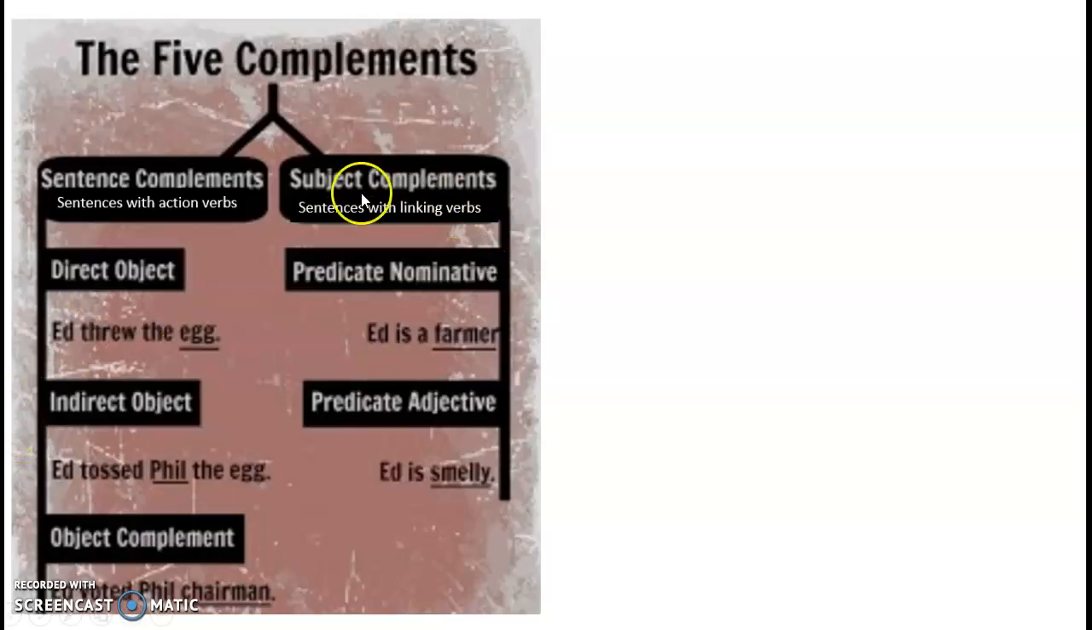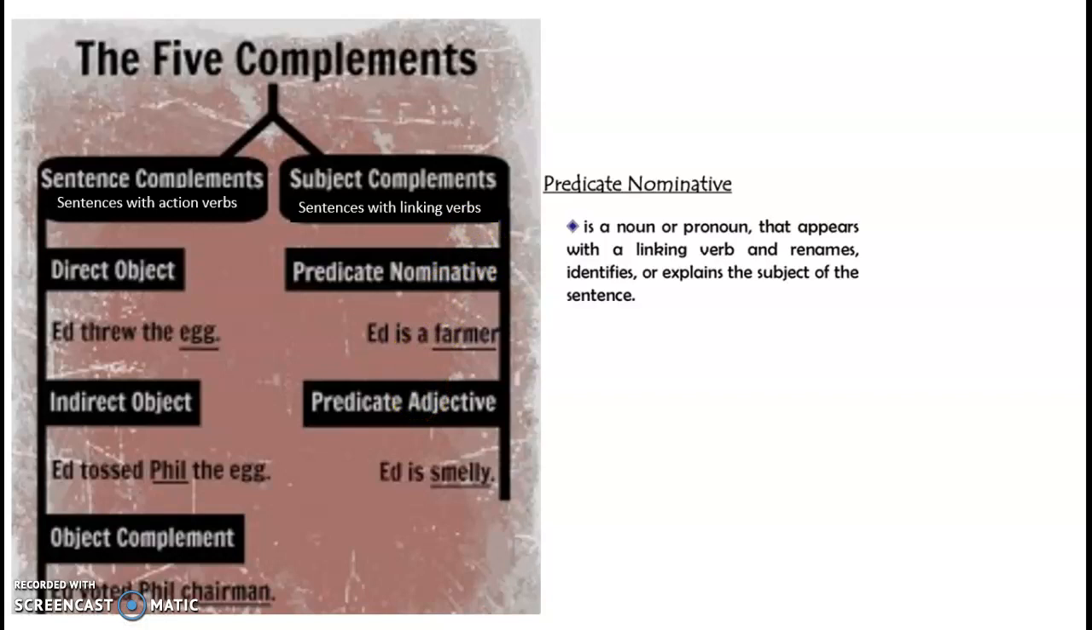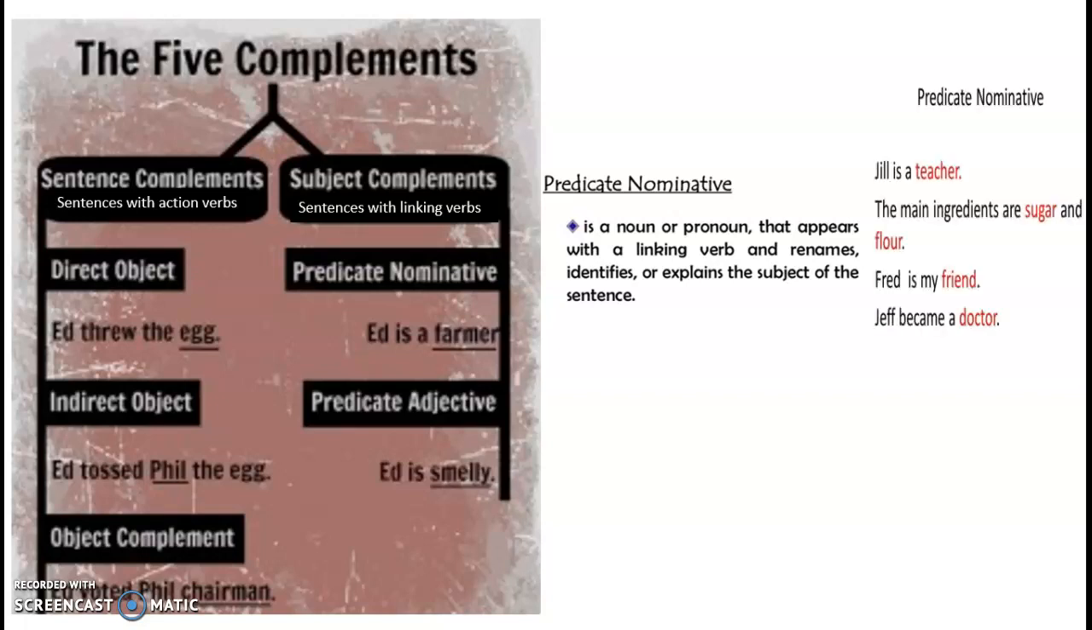Let's continue with the subject complements, which are related to linking verbs. And pay attention to this. These are only with linking verbs. We have a predicative nominative. This is a fancy word, but nominative is just another synonym for name. So it's a predicative name. It could be a noun or a pronoun. As you can see, a noun or pronoun that appears after a linking verb and renames, identifies, or explains the subject of the sentence. So this is basically more information that we add to the subject, and it could be a pronoun or it could be a noun.